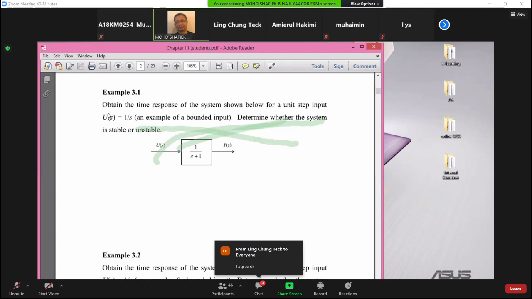All right. So look at example 3.1. He says here, obtain the time response of the system shown below for a unit step input. Determine whether the system is stable or not. So when the system is subjected to a unit step input, is this system stable or not? This is a very simple question.